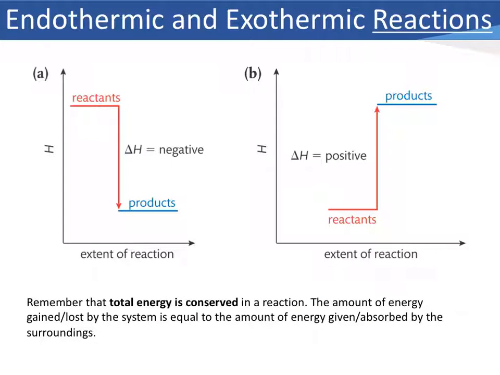So again, endothermic and exothermic reactions. These are enthalpy diagrams, and we'll spend a fair amount of time talking about these throughout the unit. Total energy is conserved. So the amount of energy gained or lost by the system is equal to the amount of energy given or absorbed by the surroundings. So if delta H is negative, this energy is gained by the surroundings.